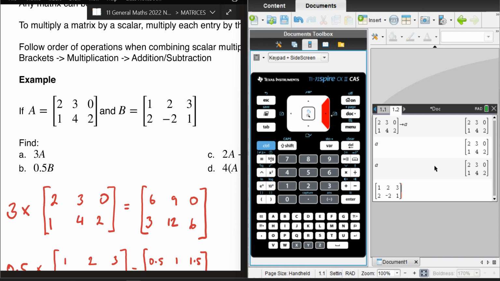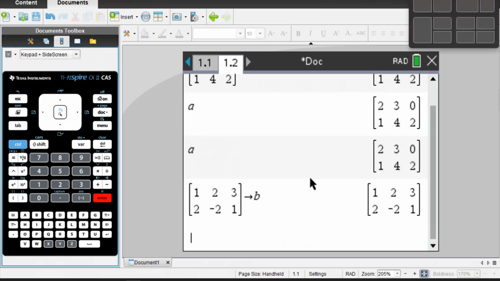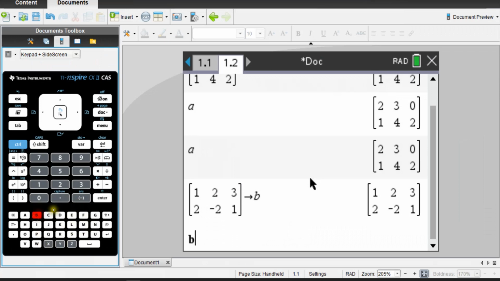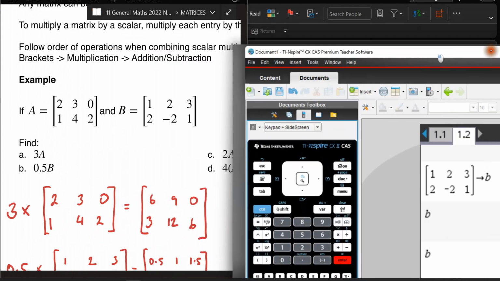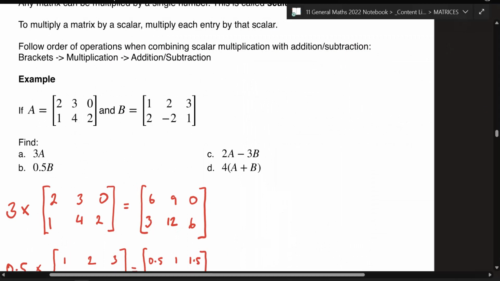Again, you don't have to do it, but it just helps to make things a bit easier to do. So there's matrix B. So every time I press B on my calculator, I'm always going to get that matrix. So B, enter. All right. Now, looking at the question, what is it asking us to do?